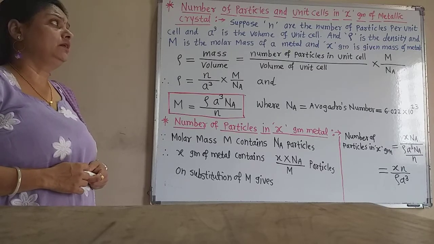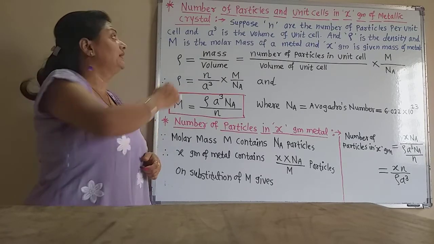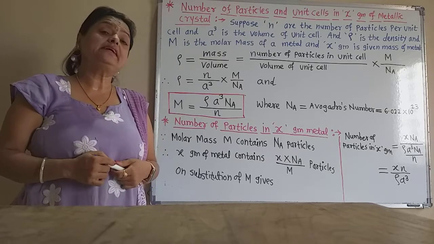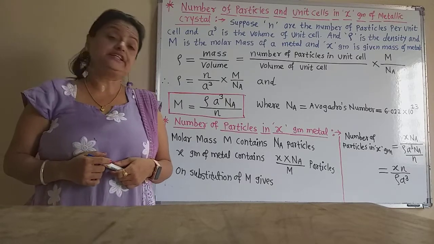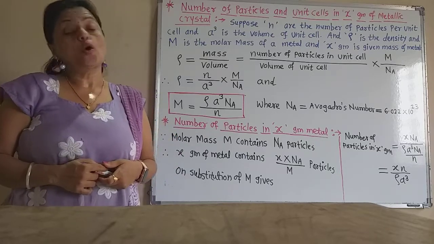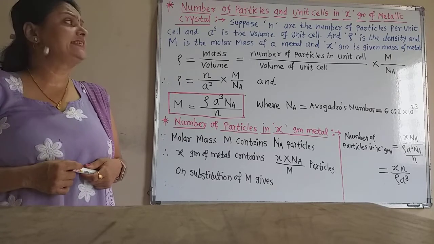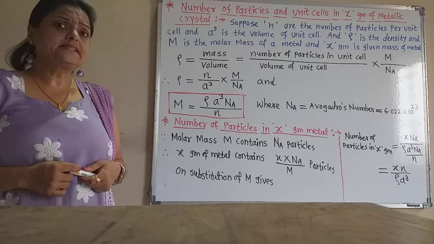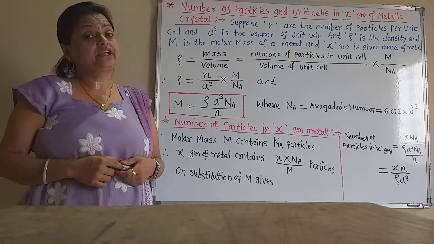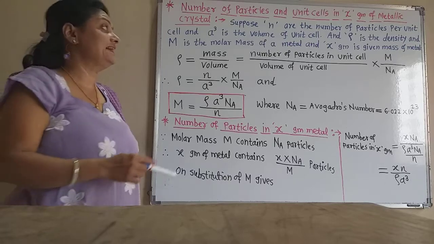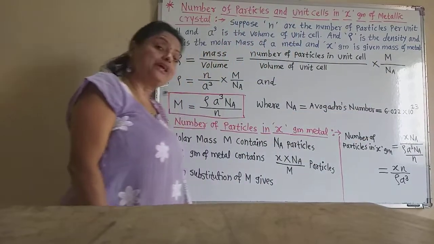Now we know that in the molar mass, that is capital M, there are how many particles? There are Avogadro's number of particles, that is 6.022 into 10 raised to 23 particles present in the molar mass of any metal, and we do not know the number of particles in that unit cell. So if the molar mass contains that many particles, then the mass in the unit cell can be calculated as the number of particles in the unit cell into capital M molar mass divided by Avogadro's number.